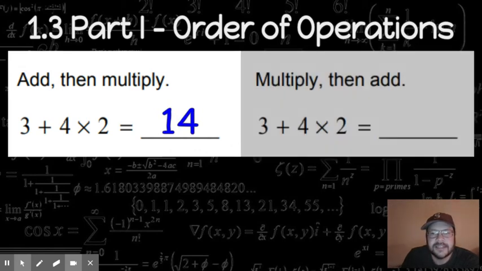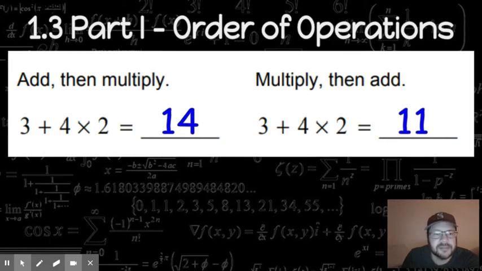All right, now same exact problem, 3 plus 4 times 2, except this time you're going to multiply the 4 times 2 first, and then you're going to add the 3. All right, so when you multiply 4 times 2, that's 8, and 3 plus 8 is 11. Here's the problem. That is the exact same math sentence, 3 plus 4 times 2, and we got two different answers. Not a good thing.